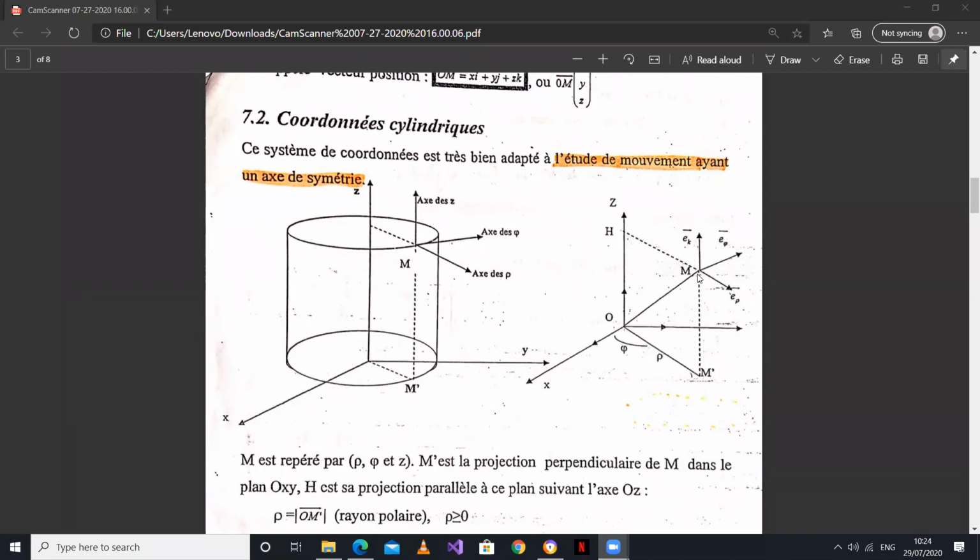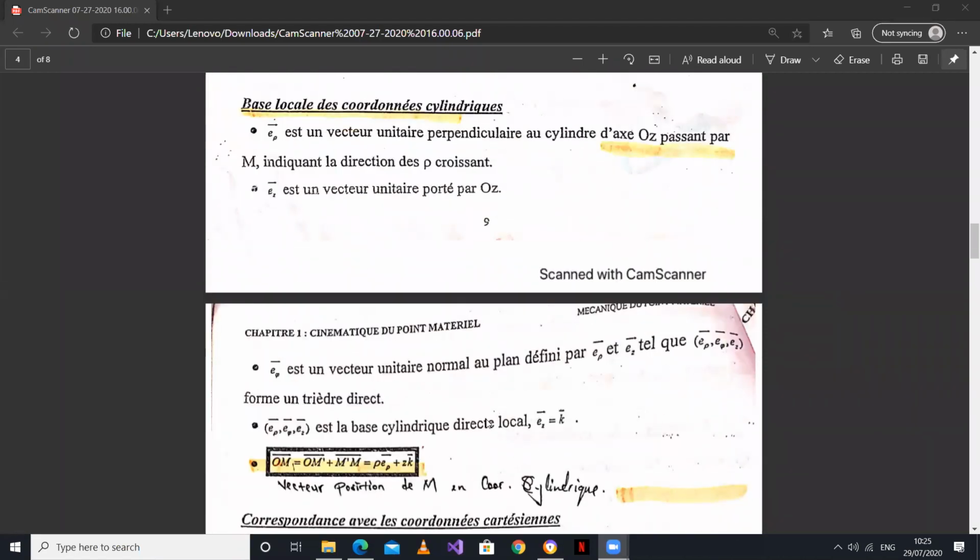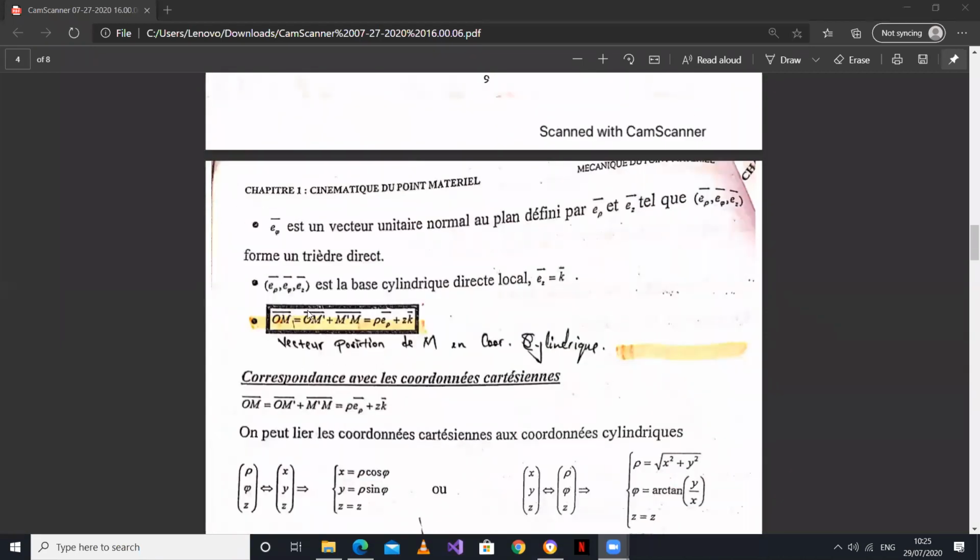M, which tells us that OM is equal to OM prime plus M prime M, because we are moving like that. From there to there, we are moving from here to here, and from there to there. That's what they are telling us here. They are saying OM is equal to OM prime plus M prime M.